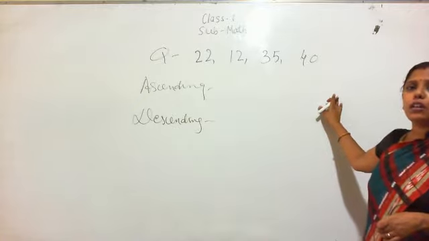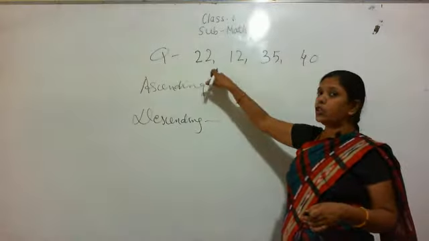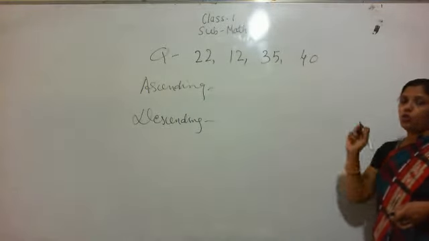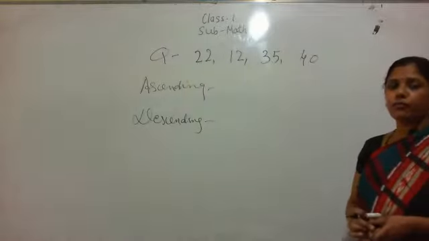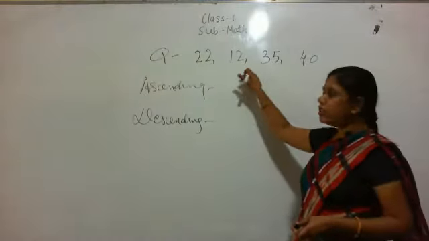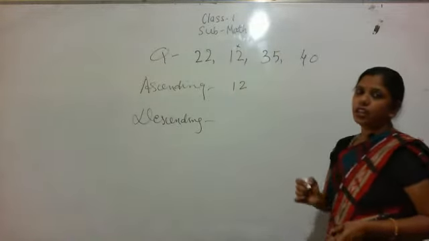Which is the smallest number? So first we read the numbers: 22, 12, 35 and 40. Which is the smallest number? The number 12 is the smallest. So first write 12 here. Put a small cross over it.